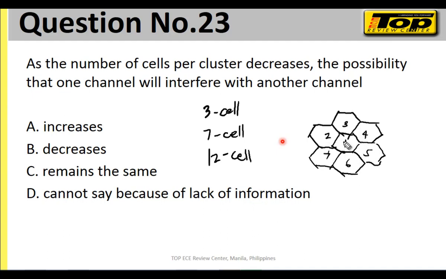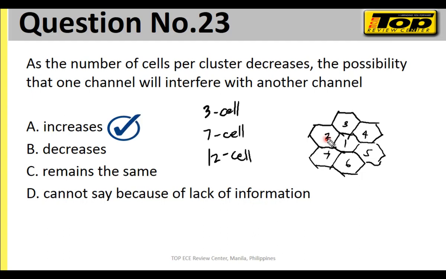Okay? What will happen if we're going to shrink this 7-cell cluster into 3-cell? Ito kasi yung tinatanong sa atin. As the number of cells per cluster decreases, say for example from 7 naging 3-cell na lang, ano yung possibility that one channel will interfere with another channel? Increases, decreases, or remains the same? Kalimutan nyo na yung letter D. Mag-i-increase, mag-i-decrease, or remains the same? The answer for this is letter A, increases.